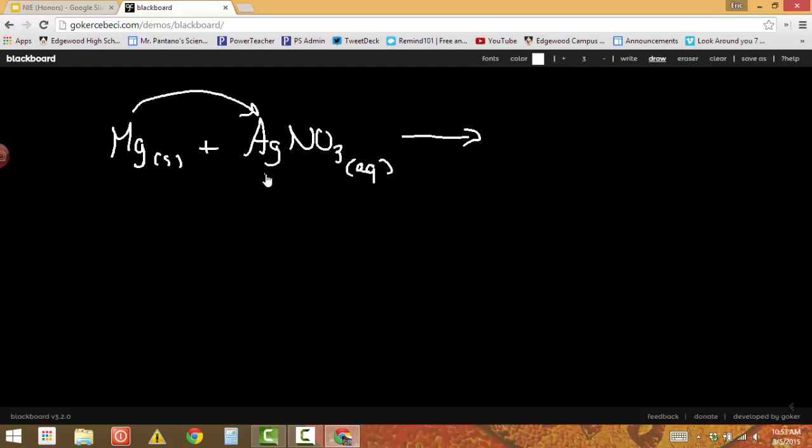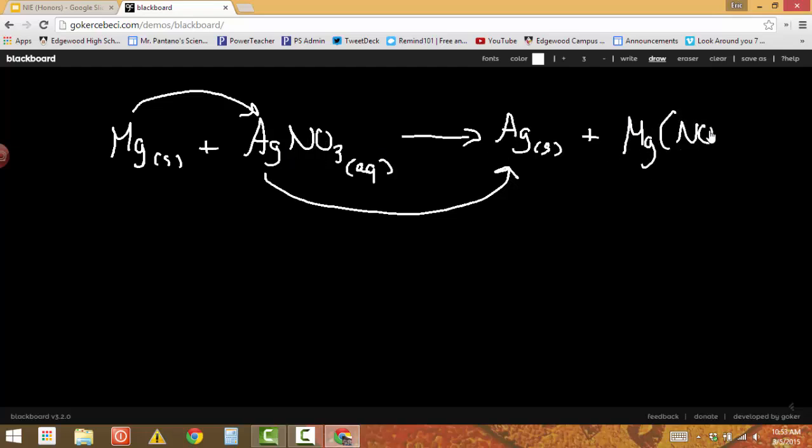so magnesium will come in here, it'll kick the silver out, the silver will come out as just plain old silver metal, and the magnesium will go with nitrate. Mg is +2, nitrate is 1 minus, NO3 minus, so I need 2 of those. Silver is the metal, it's solid. Magnesium nitrate is a nitrate, and all nitrates are soluble, so that's aqueous. So there's my full molecular equation.